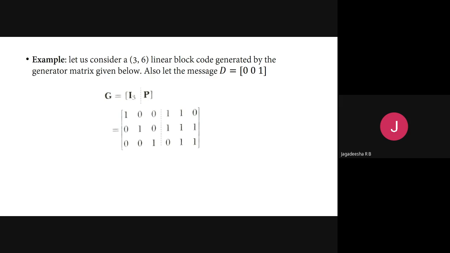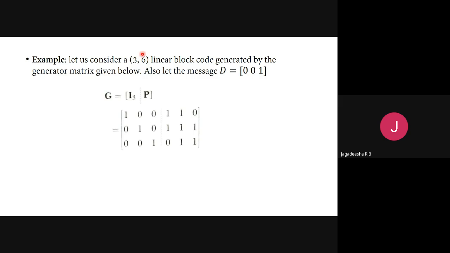The example says: let us consider a (3,6) linear block code generated by the generator matrix. The generator matrix is given below here. Also, let the data sequence the transmitter wishes to transmit be this one. So the story here is the transmitter has the data 001. It wants to send the data to the receiver.